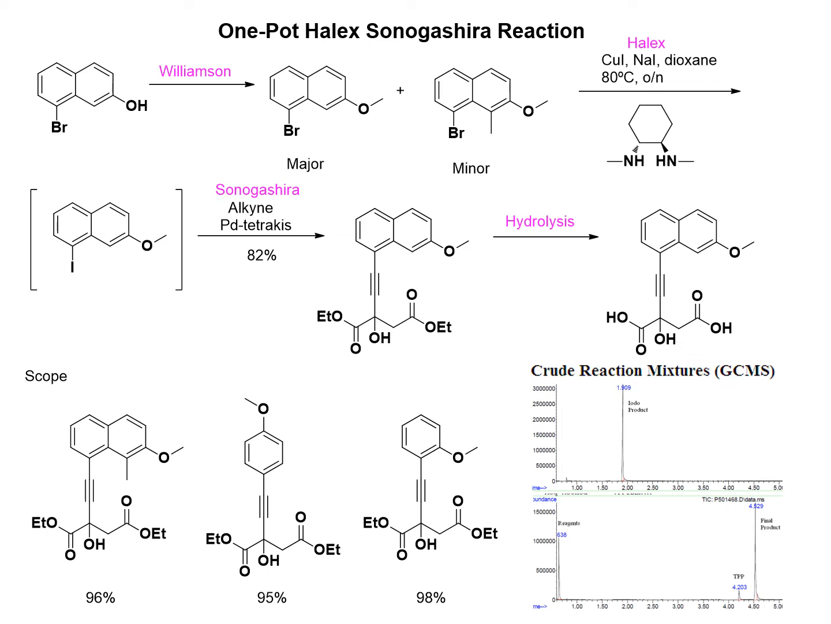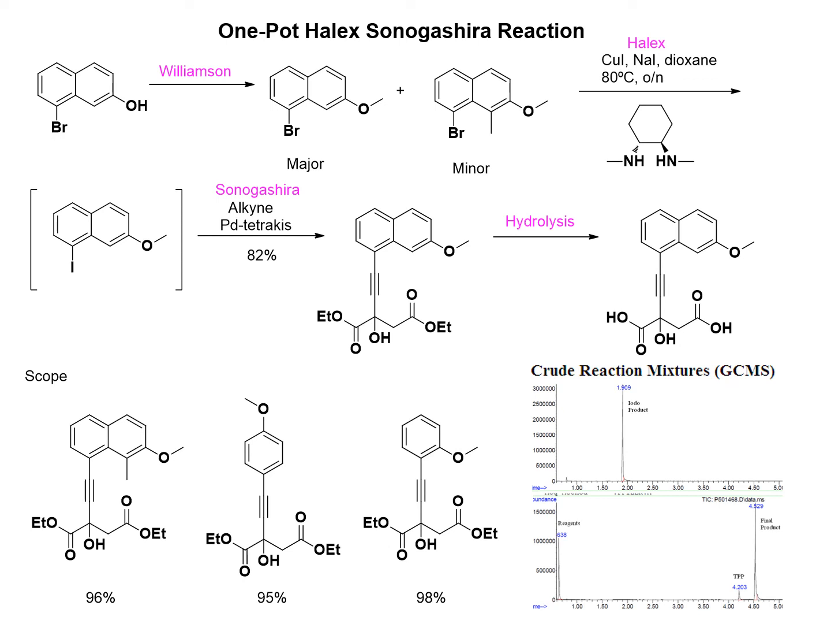Here, I took our aryl bromide starting material and performed a Williamson ether synthesis to afford a mixture of aryl ethers, with the desired ether being major. I then performed a Halex reaction, also known as an aromatic Finkelstein or Buchwald reaction, to form the desired aryl iodo product in situ using copper iodide, sodium iodide, and a diamine in dioxane at 80 degrees overnight. The following morning, I added our alkyne with some palladium tetrakis and was able to isolate the desired product in 82% yield. The diacid was then formed via hydrolysis.